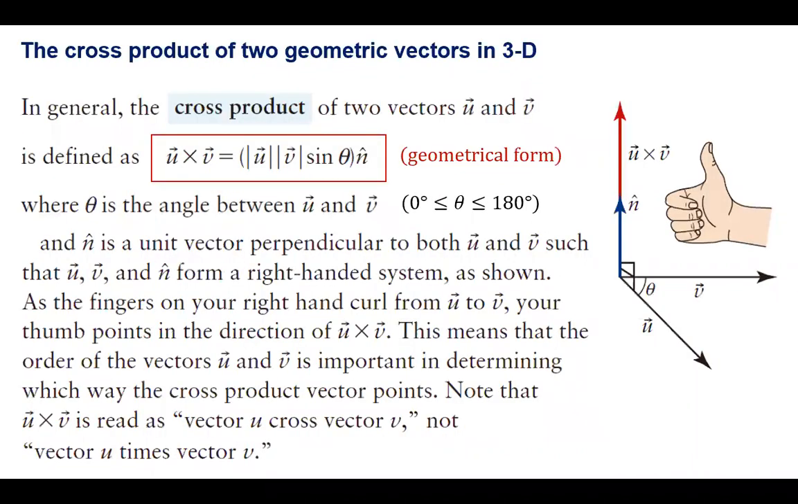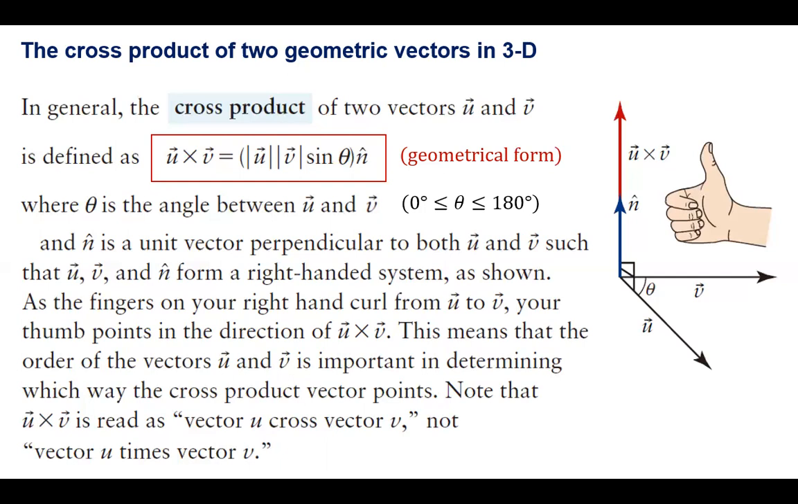Okay, so next let's have a look at the concept of cross product of two geometric vectors in 3D. So in general, the cross product of two vectors, u and v, is defined as the magnitude of u times the magnitude of v times sine theta, then times the vector n. This is a geometrical form of the cross product, where theta is the angle between u and v, where theta is between 0 degrees and 180 degrees.